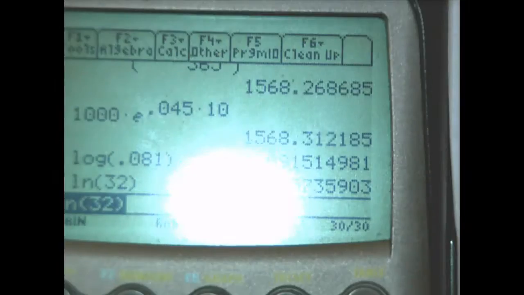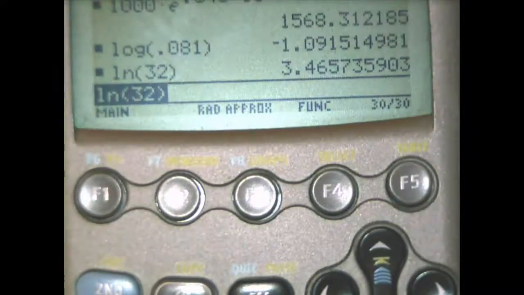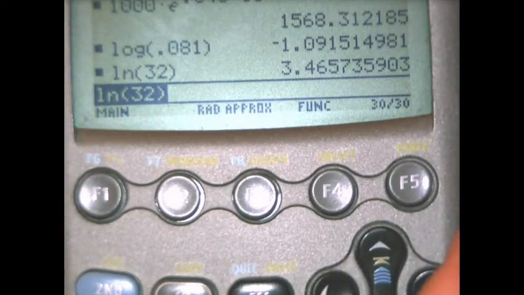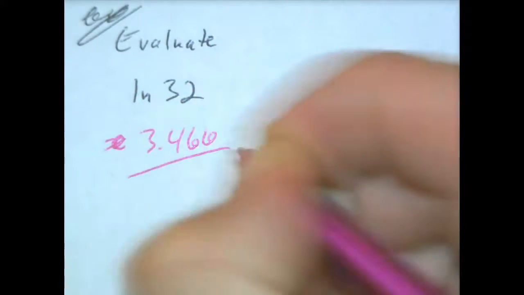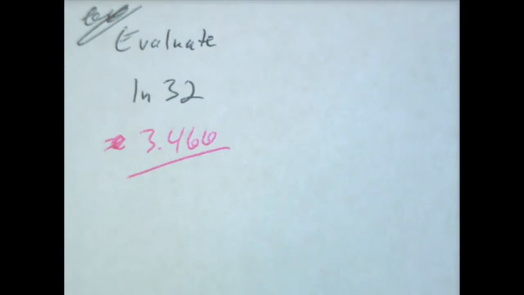So your base is e. There's no way that we can rewrite 32 in the base of e, so my calculator will tell me the answer. Punch it in. 3.465, 3.466, 3.466. I need a yellow pink pen. 3.466. So pretty.